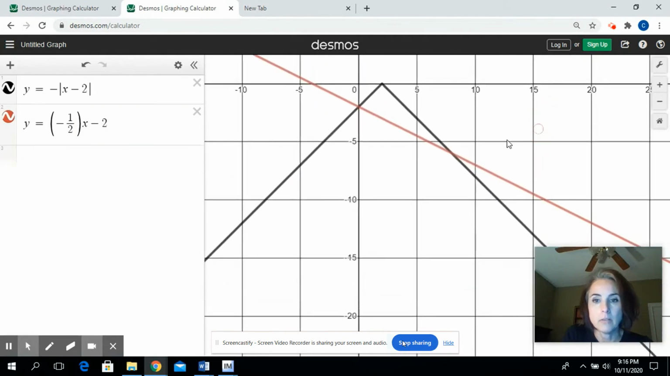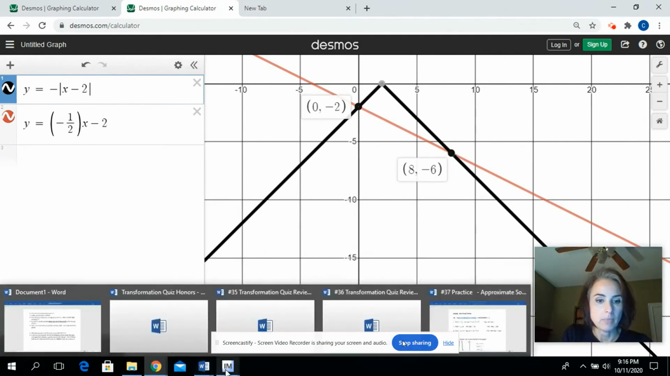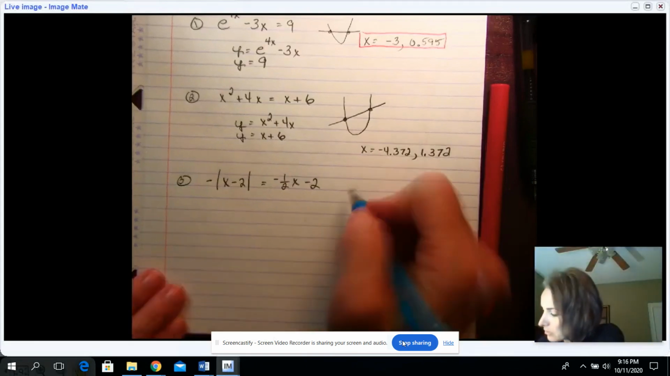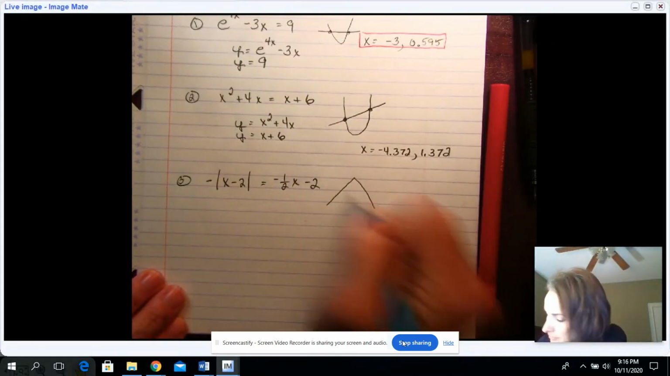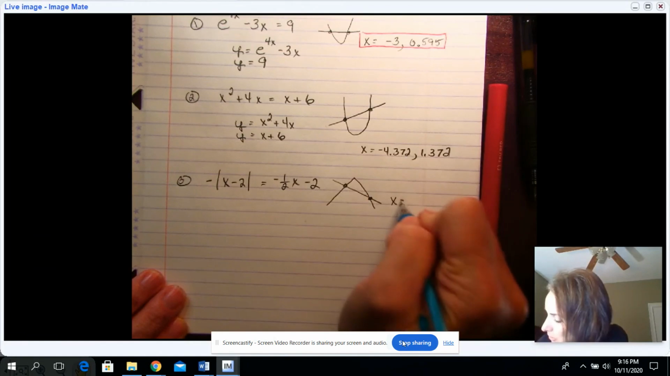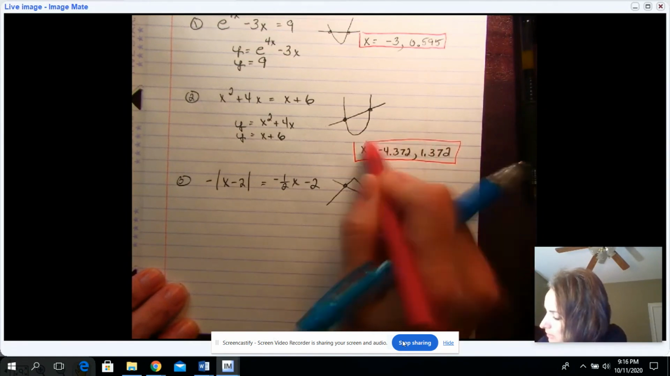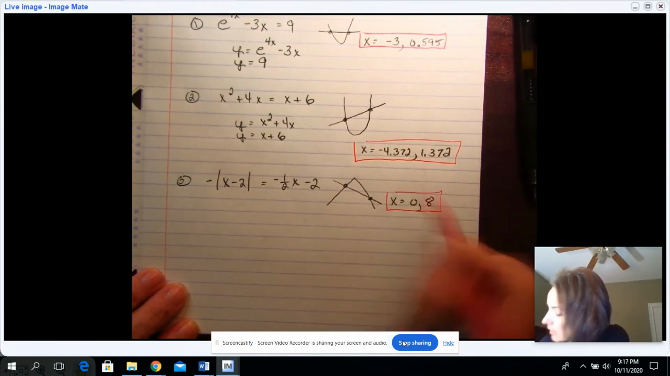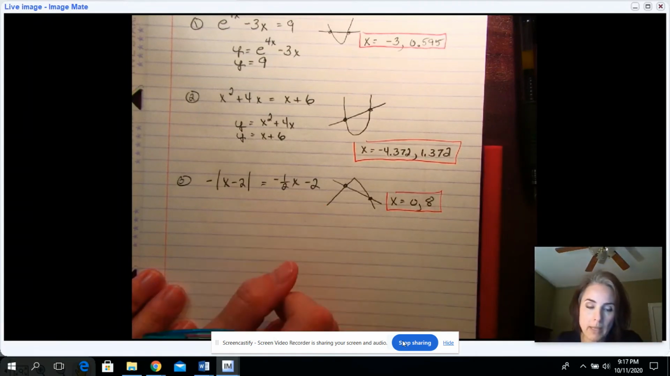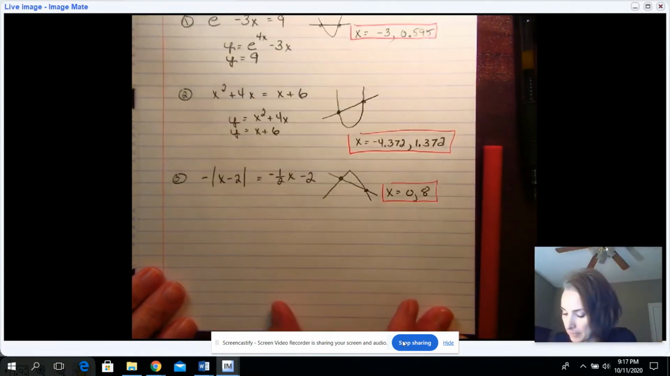Move this down, and here we go. There's one solution. Here's another solution. So one of them is at 0, and the other x value is at 8. So 0 and 8. So we're going to draw what it looked like. It'll look like that. So we have x equals 0 and 8. And those are our two solutions. Because otherwise, you guys wouldn't have the ability to solve that right now.